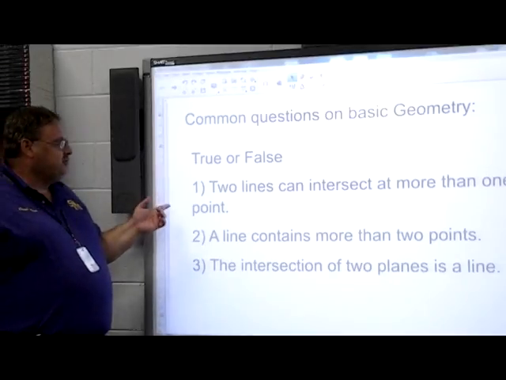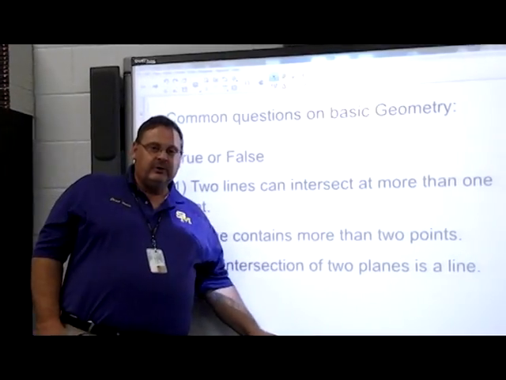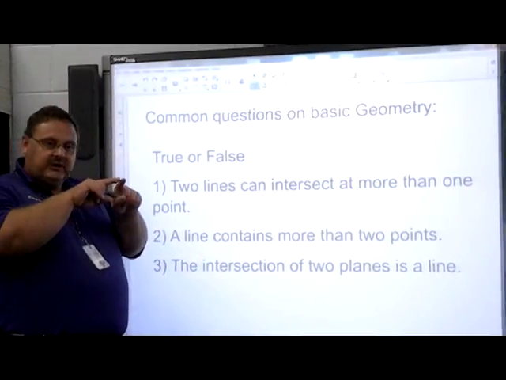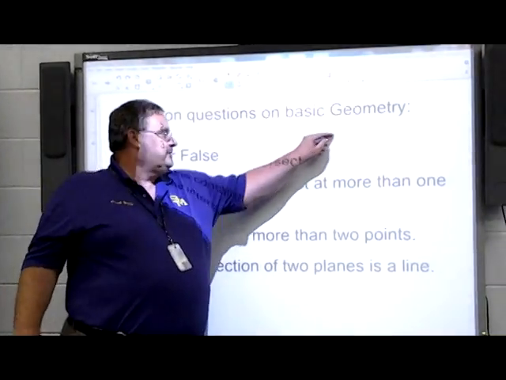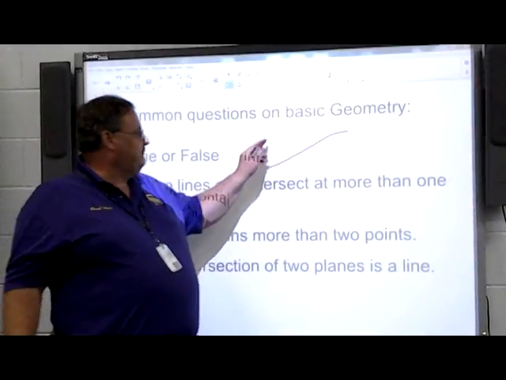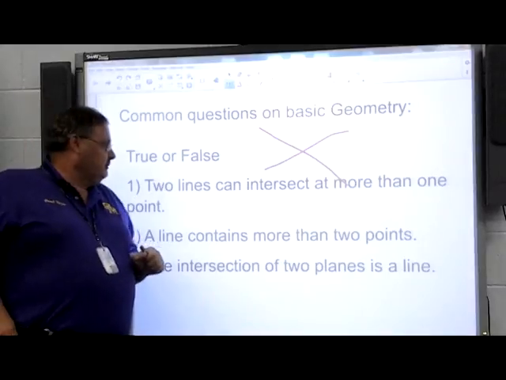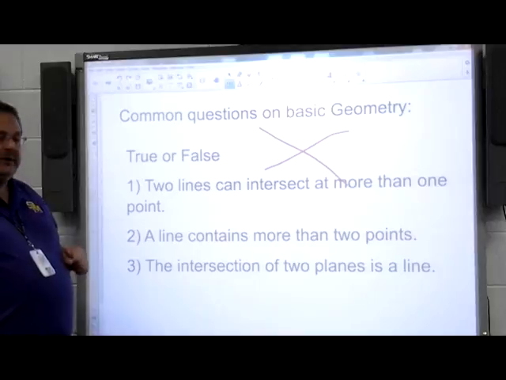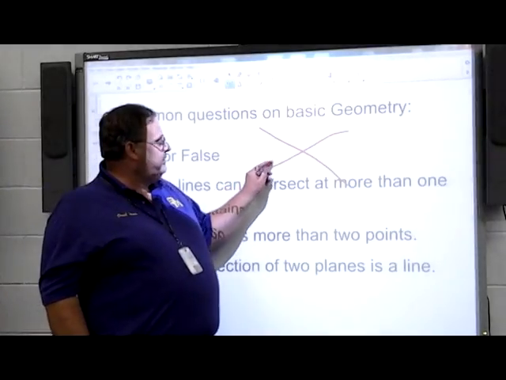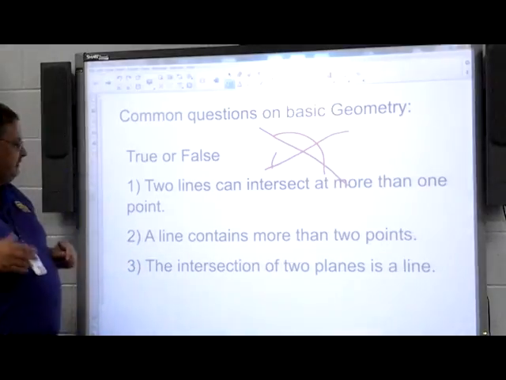True or false? Two lines can intersect at more than one point. Well, we need to remember, what is a line? A line is a point and all the points going in both directions forever and ever. Okay. So if I have a line here, sorry, I'm not very good, it's not straight, and I have another line here, and it is where they meet at exactly one point. So can they intersect at more than one point? No, because the only way that I could cross over and do it again would make it a curve, and remember, a line has to be straight. So that would be one to test your knowledge of lines.